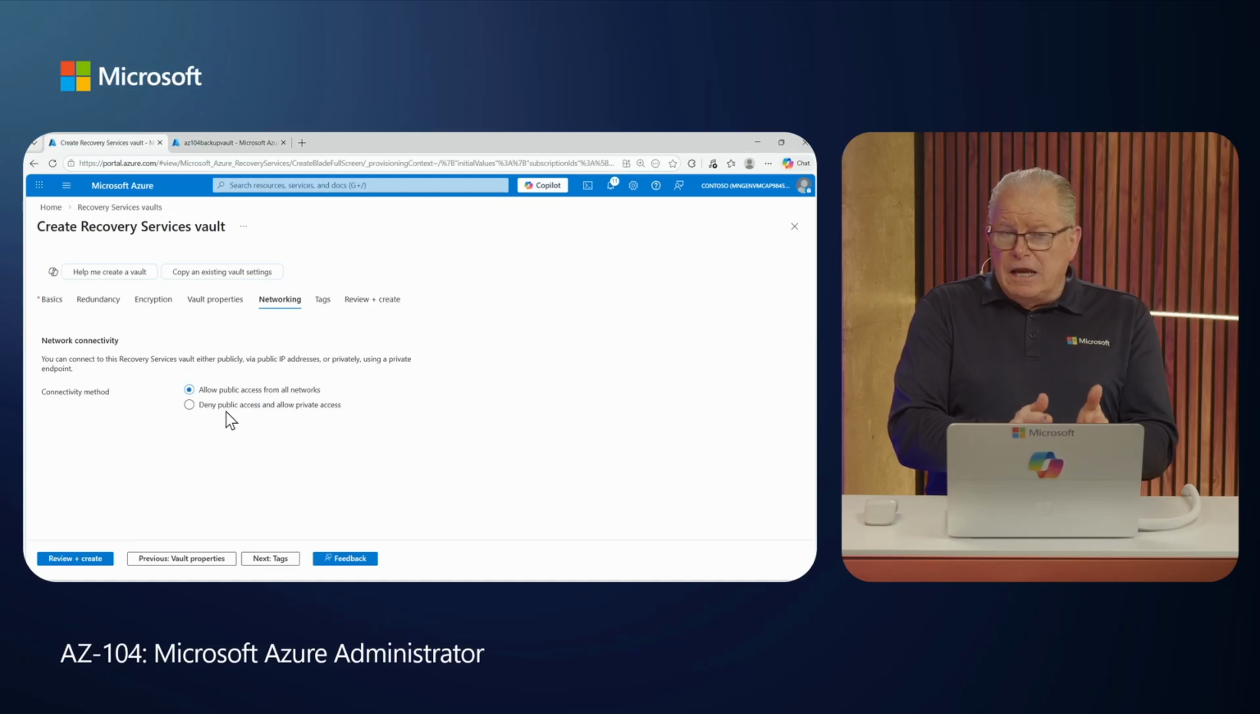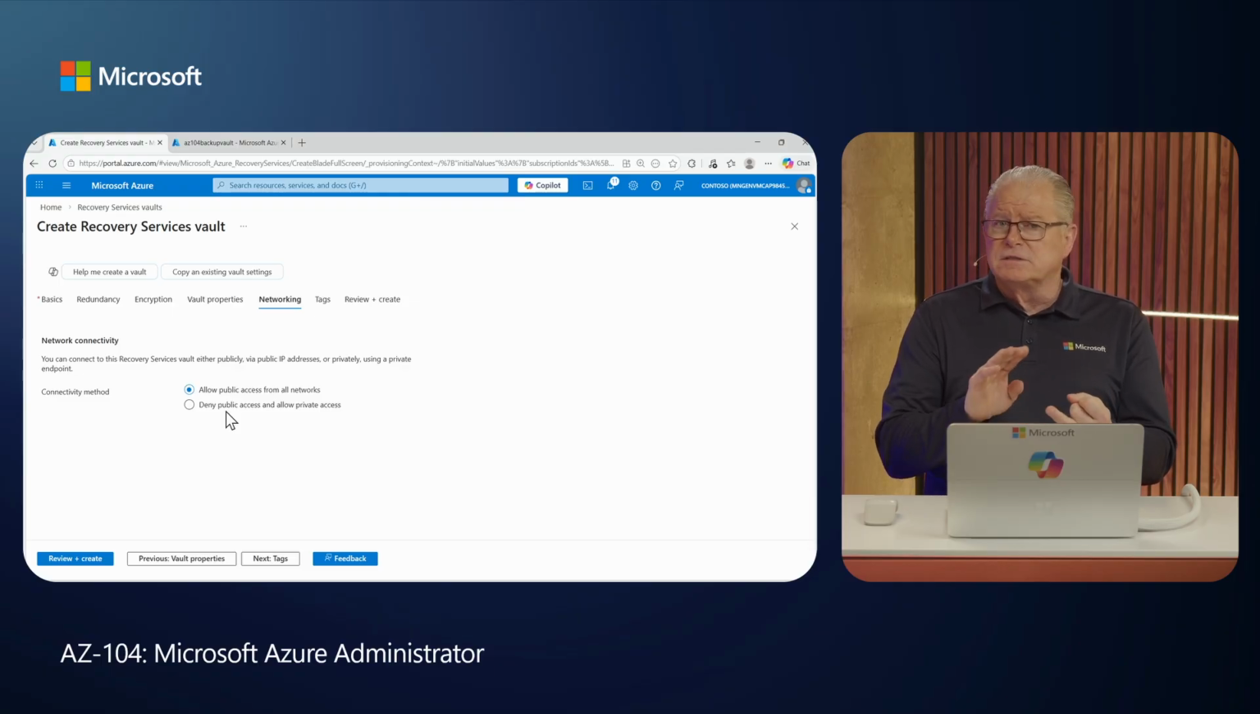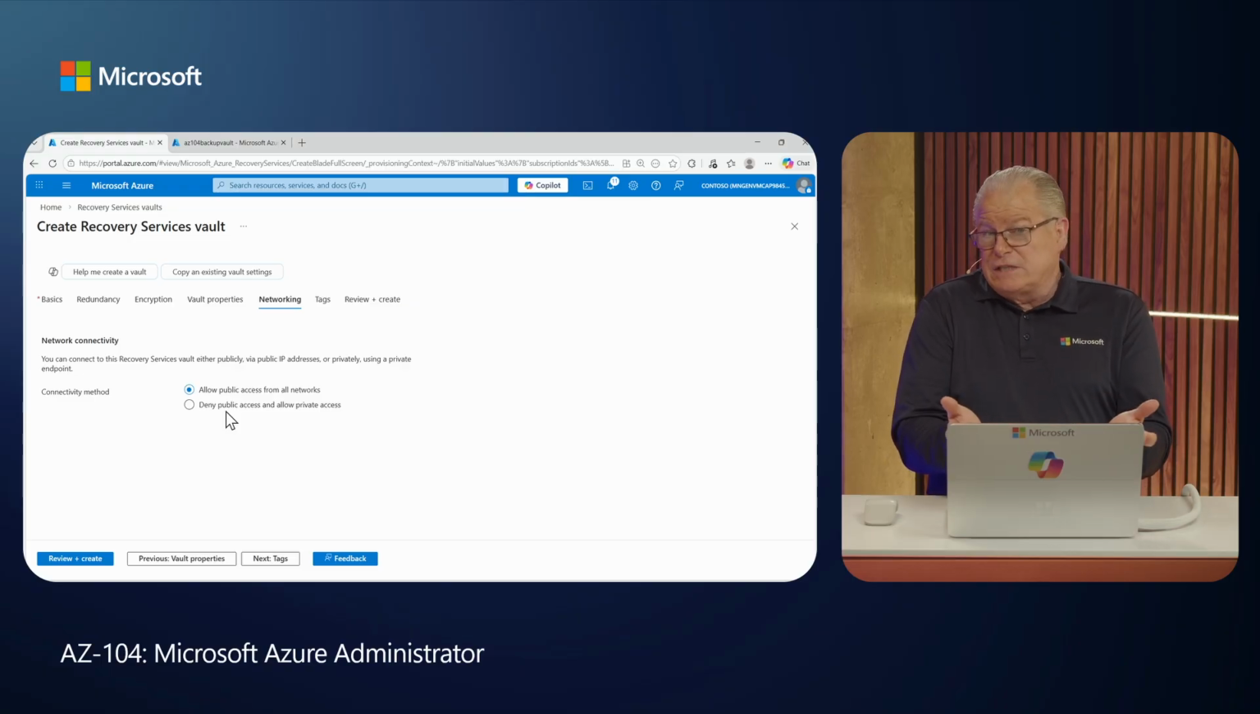So what you're seeing here and through the previous several sets of tabs is similar to the configurations that you did during the creation of a storage account. What kind of replication happens? What kind of keys are being brought? Is it available publicly or privately? So this is very similar because that's what it is.